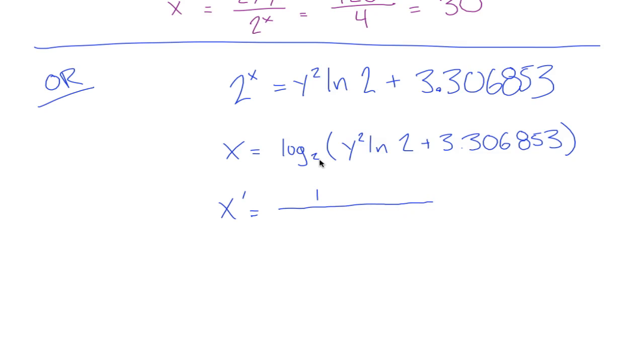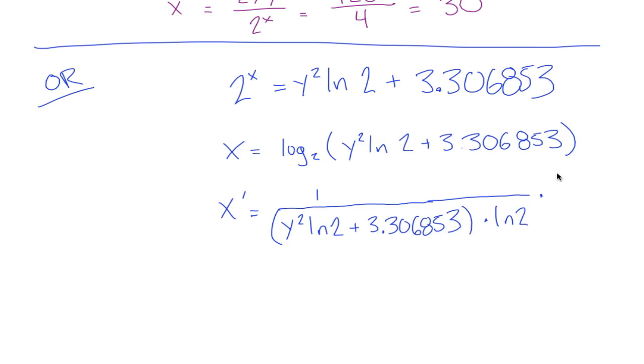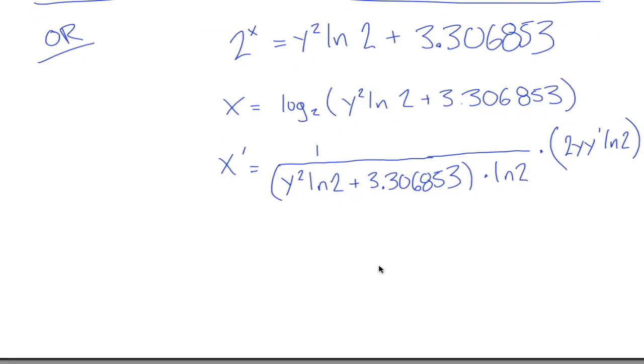It's a chain rule. Outside function is log base 2 of whatever your argument here is. So we're going to say 1 divided by y squared times natural log of 2 plus 3.306853. The derivative of log base 2 of x is 1 over x times the natural log of 2. But then you're not done. You still have to multiply that by the derivative of the inside. The derivative of the inside here, natural log of 2 is a constant. So 2y y prime times natural log of 2. So you get this huge mess right here.